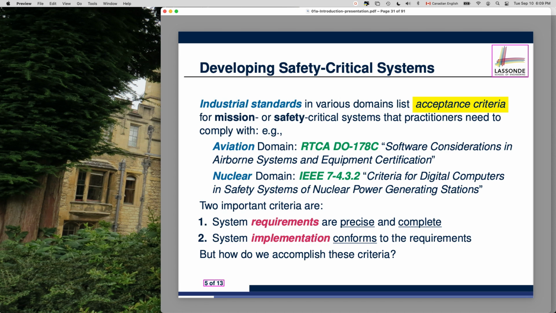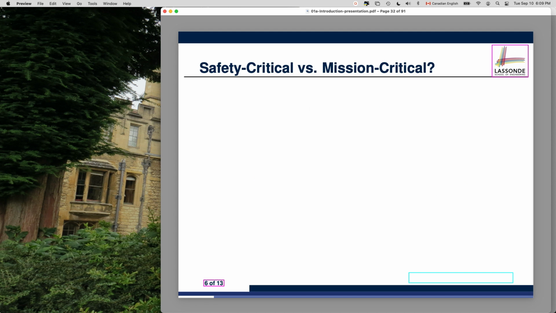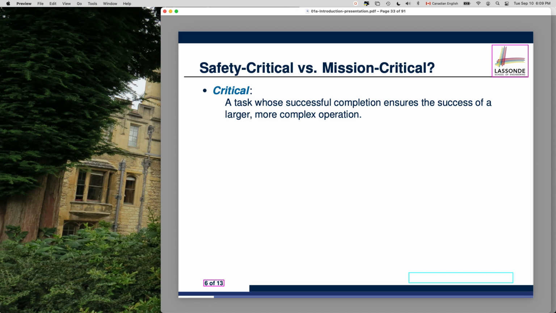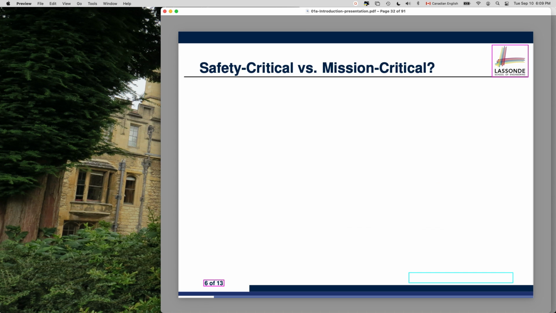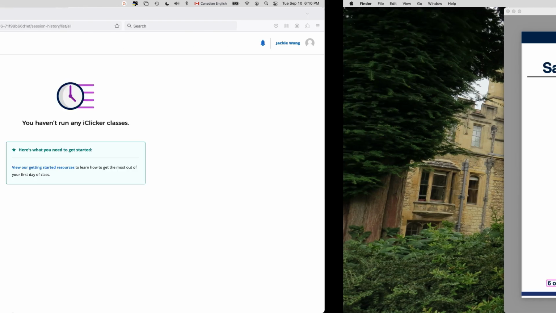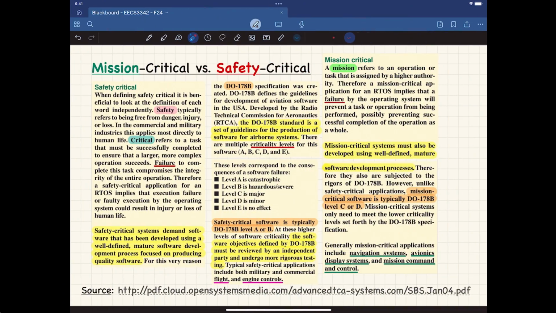And how do we accomplish this criteria? Okay, so now, before we talk about these criteria, we already talked about it, but I'll give you a little bit more from a different angle. Let's now distinguish between safety critical versus mission critical. All right, so now we should do that. And there is one extract from some documents which I've found. I'll give you the source as well.